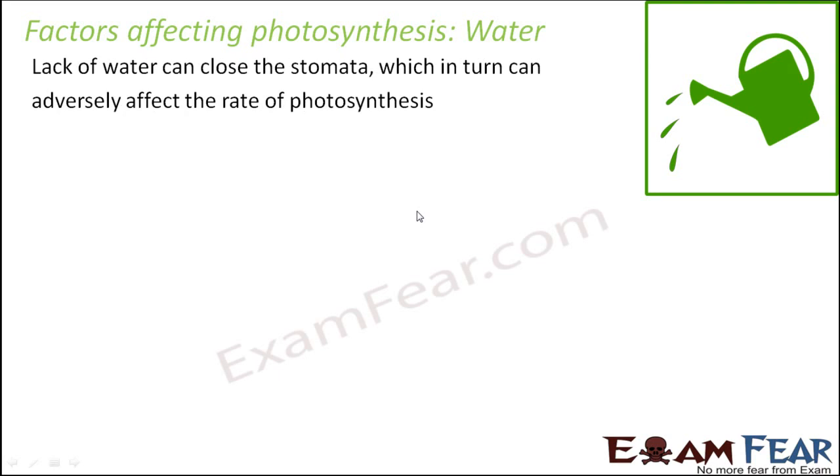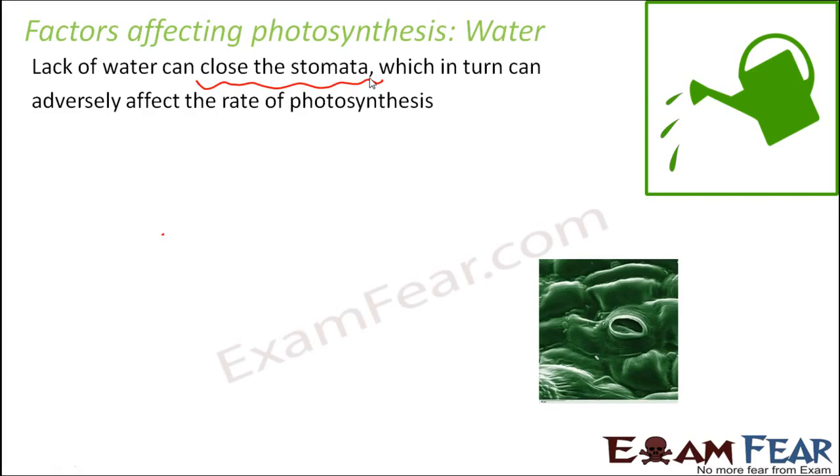Now, if we do not provide sufficient water to a plant, that can cause major problems in a plant. Why? That's because if there is lack of water, that may cause closing of stomata. Because why does the stomata open? Stomata opens not only to take in carbon dioxide, but also when the stomata opens, some water is lost in the form of water vapor, and that is what we know as transpiration.